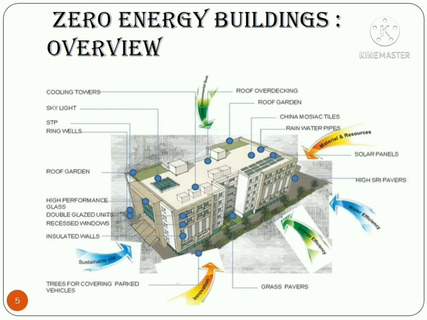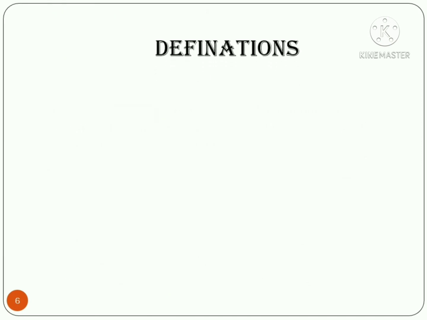Next slide is Zero Energy Building Overview. These are some instruments or systems which are commonly used in zero energy buildings to take advantage from natural sources, like cooling towers, double glazed unit windows, insulated walls, solar panels, solar hot water, rainwater harvesting, etc.